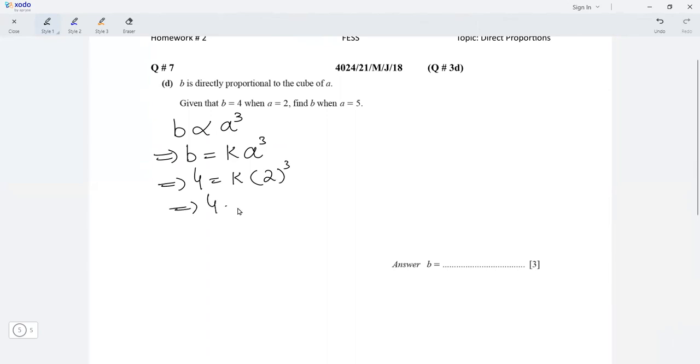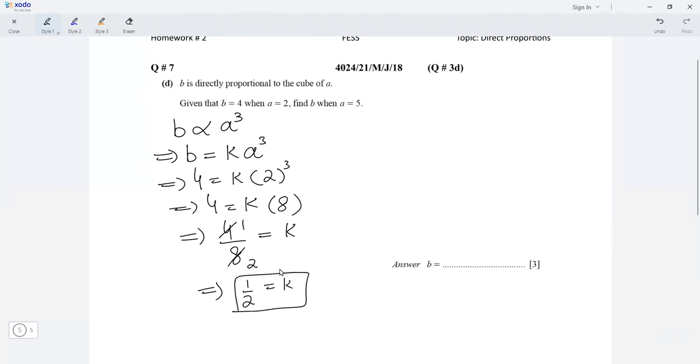So 4 equals k times 2 raised to the power 3, which means 2 times 2 times 2, and that is 8. So 4 will be divided by 8 because 8 and k are multiplied. In this case, the highest common factor is 4. So 4 one time, 4 two times. Remember one more thing, the same concept: 1 by 2 cannot be written as 2. So the answer for k is 1 by 2.